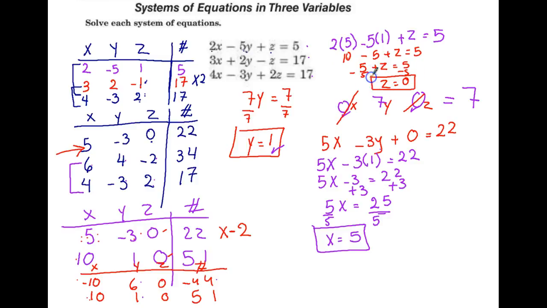So now I found my x, my y, and my z, and the answer should be written in parentheses. You put the x value, comma, the y value, comma, the z value.